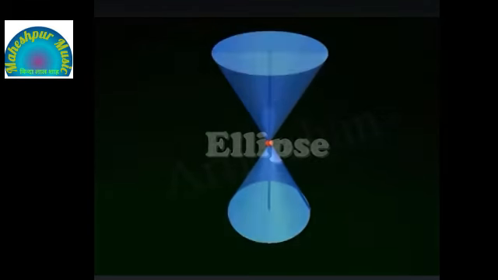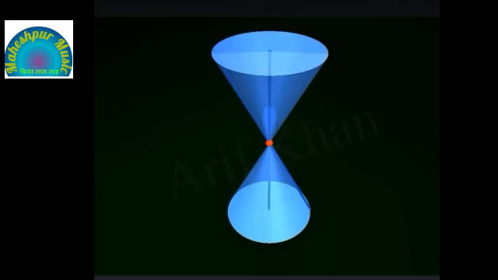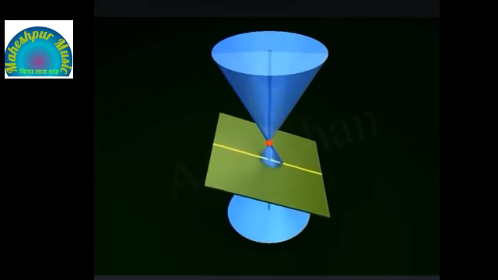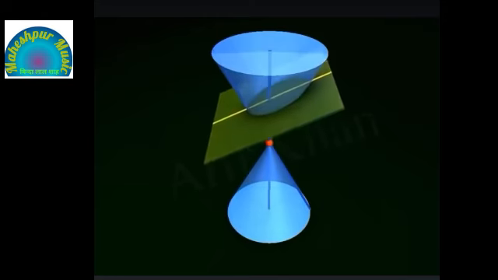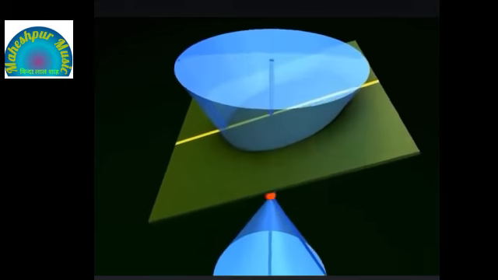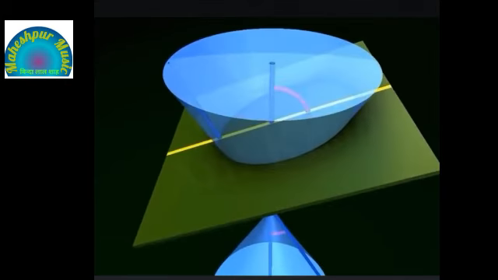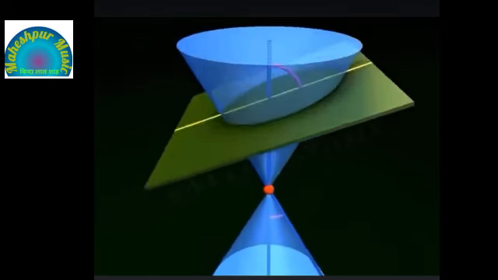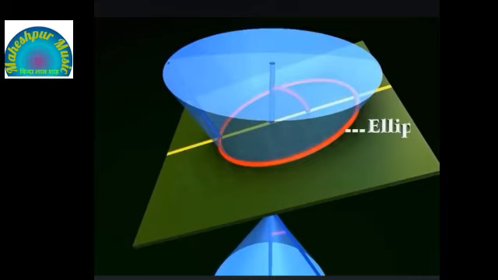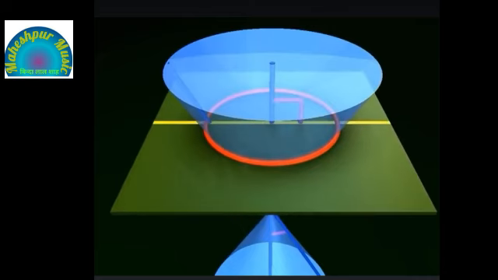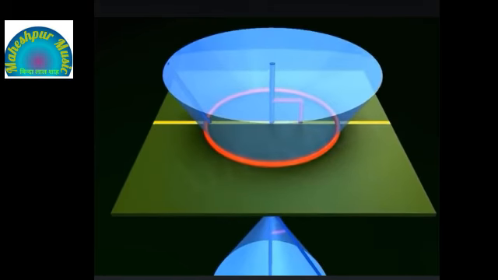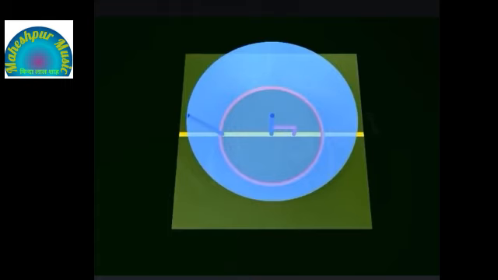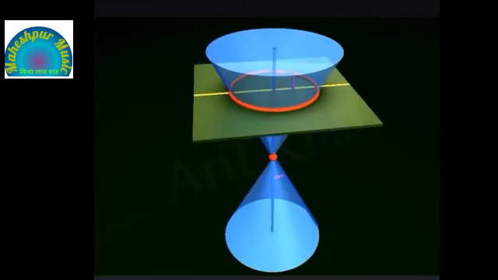Ellipse. When the plane intersects the double right circular cone in such a way that the angle between the plane and the axis is greater than the vertex angle, we get a closed curve called an ellipse. When the plane is perpendicular to the axis, we get a circle. Thus, a circle is a special type of ellipse.